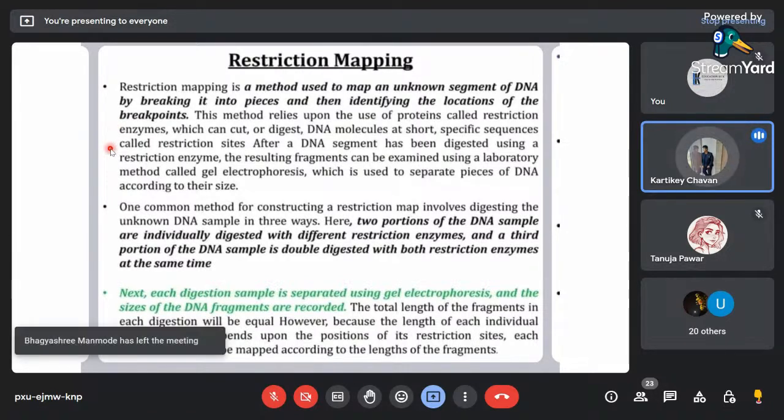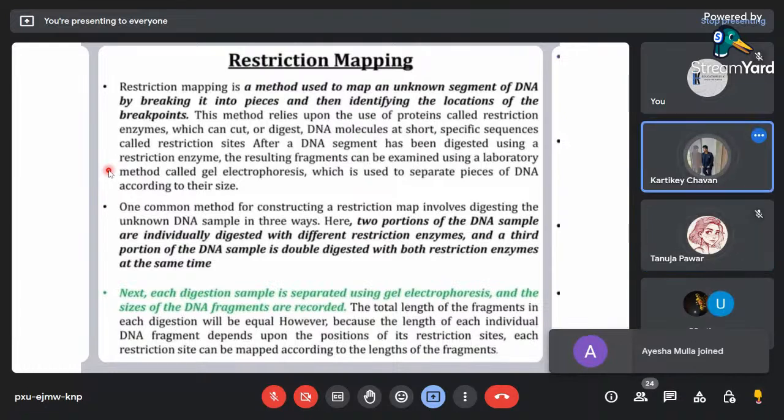So what is the function of the restriction enzymes? As we saw earlier, they cut, they digest DNA molecules into shorter pieces at specific sequences called restriction sites. So at specific restriction sites, restriction enzymes cut, or digest, the strands.